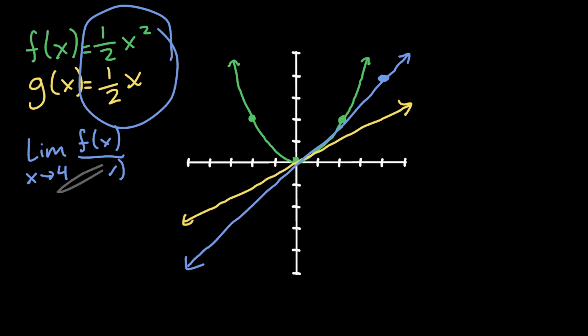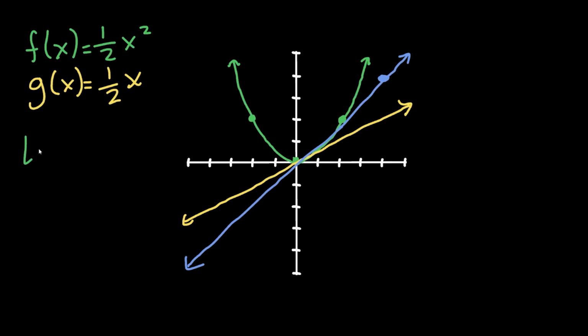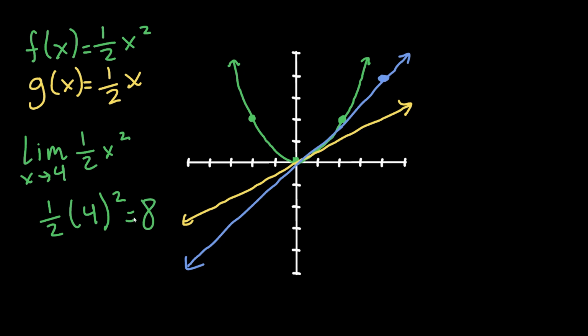So now let's try to do it the opposite way. First, we'll take the limit of 1/2 x squared. Of course, we could just use the constant multiplication rule like we used earlier, but it would just be easier to plug in 4 for x. And when we plug in 4 for x, we get a result of 8. Keep that in mind. Now, same thing for g of x. All we need to do is plug in 4 for x, and we get 2.